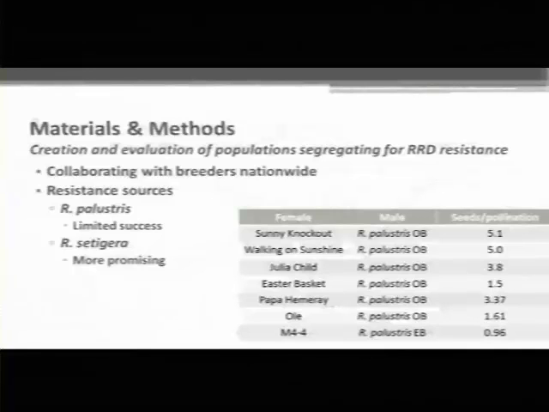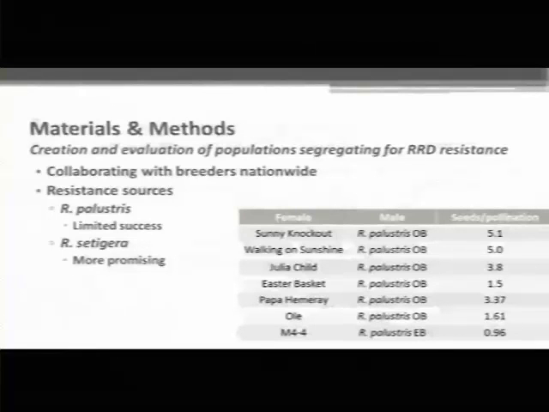Last year, we made a number of crosses with Rosa palustris and a few with Rosa setigera. And what we found is that Rosa palustris is a really terrible parent. This is a summary of some of our best crosses involving Rosa palustris last year. OB and EB with Rosa palustris just indicates which form. It's a once-blooming or an ever-blooming species. And so we were keeping track of which one was which.